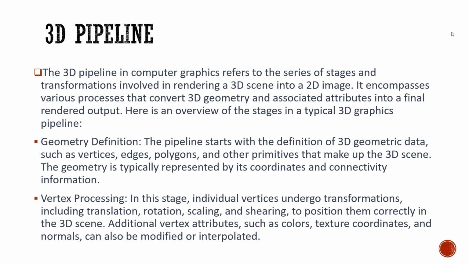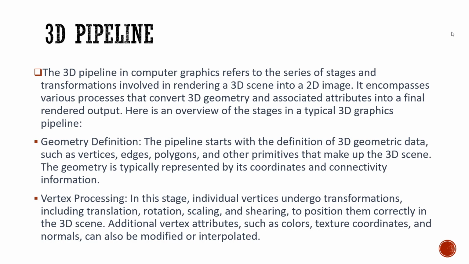The 3D pipeline in computer graphics refers to the series of stages and transformations involved in rendering a 3D scene into a 2D image. It encompasses various processes that convert 3D geometry and associated attributes into a final rendered output. Here is an overview of the stages in a typical 3D graphics pipeline.